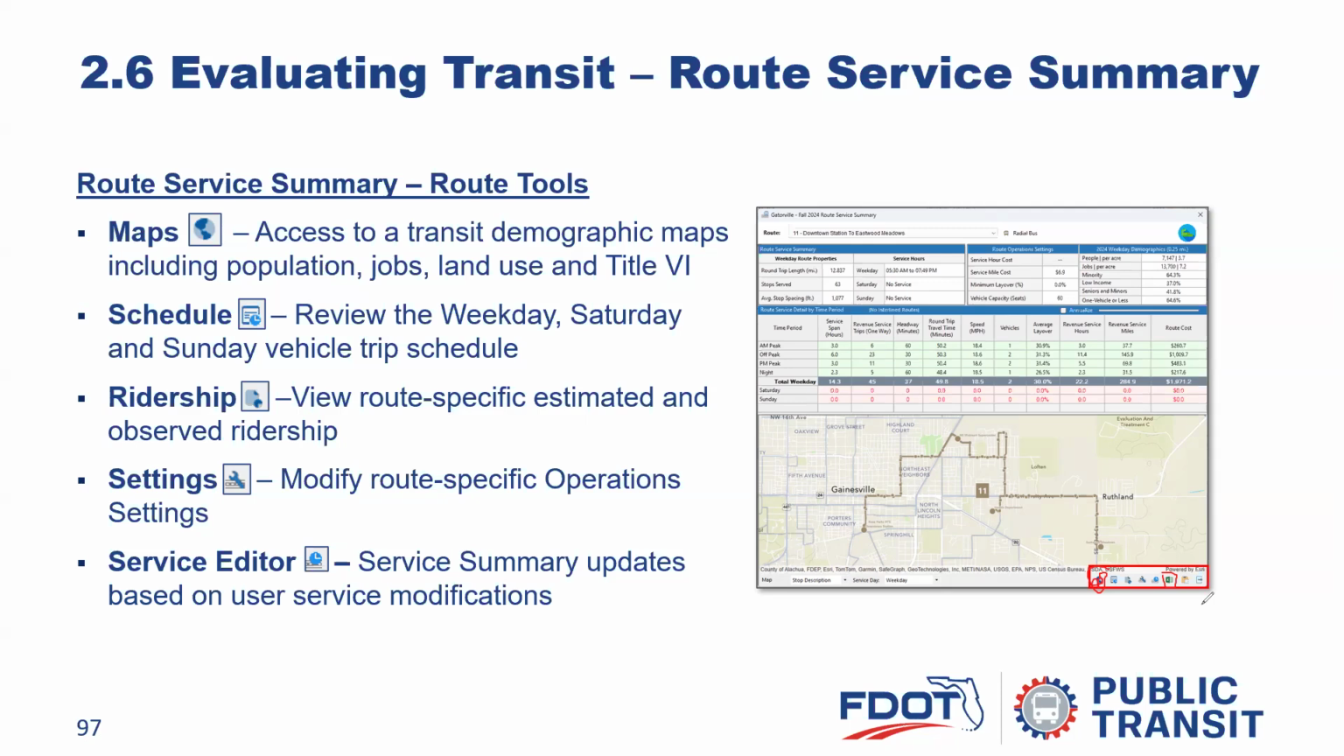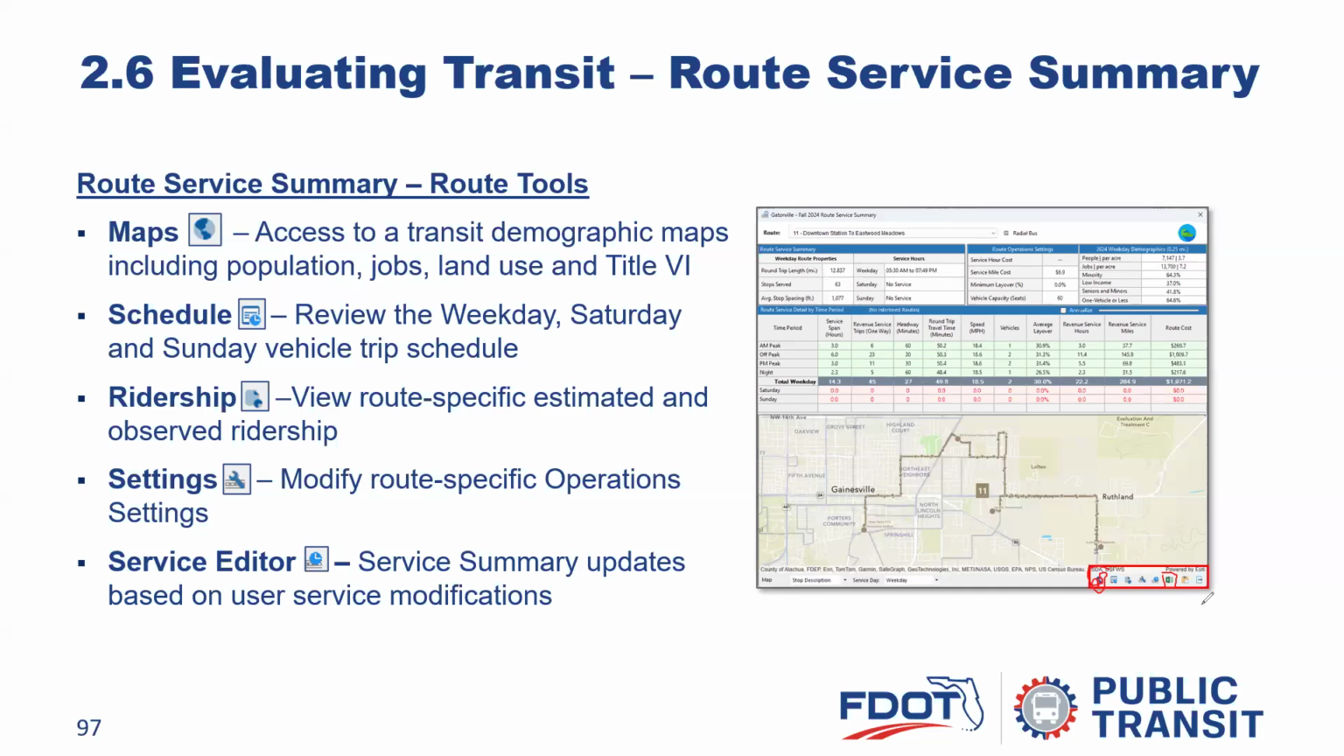All right, so you can also get to the schedule. You can review the weekday, Saturday, and Sunday vehicle trip schedule. You get to ridership, both estimated and observed. You can modify route-specific operations settings. If you do modify them, let's say you change the service mile cost or the vehicle seats, all that then gets reflected in whatever roll-up you have as the summary.